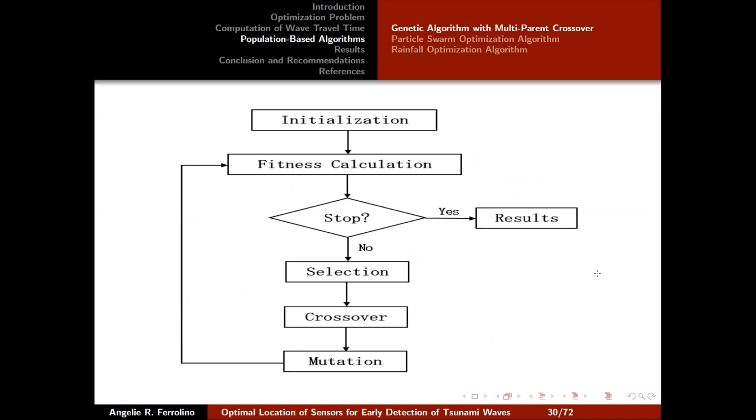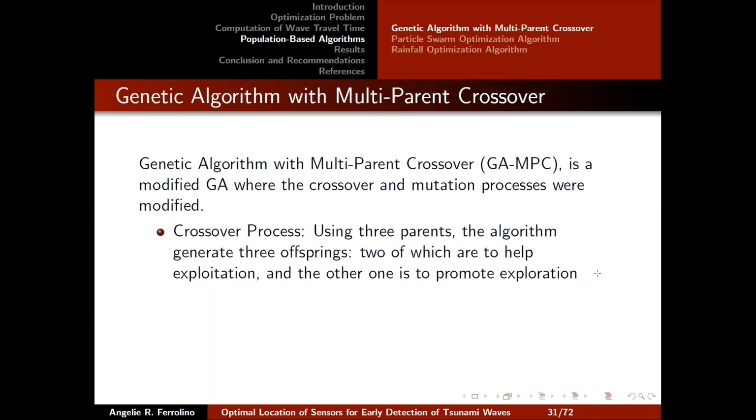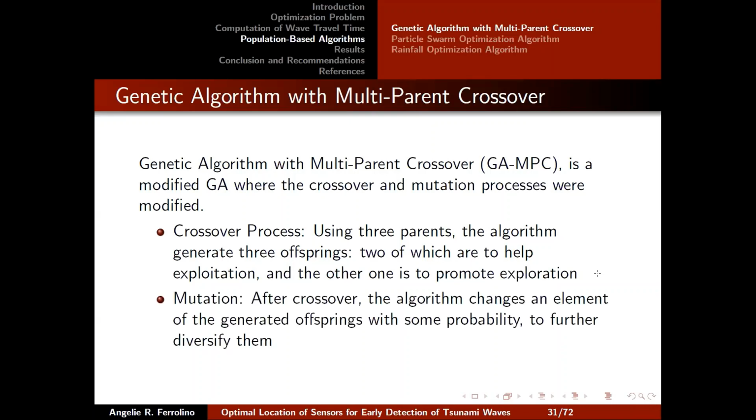However, GA is known to be slow, and sometimes it cannot converge to the global optimum. So we considered a modified genetic algorithm called the genetic algorithm with multi-parent crossover. Here, the crossover and mutation processes were modified. For the crossover process, instead of using 2 parents, we will use 3 parents, and they will generate 3 offsprings. 2 of those offsprings help exploitation, or improving the current solution, while the other one promotes exploration. After a crossover, the algorithm will implement a randomized operator with some probability on the generated offsprings to further diversify them. This is important because it helps the algorithm escape local optimum solutions.